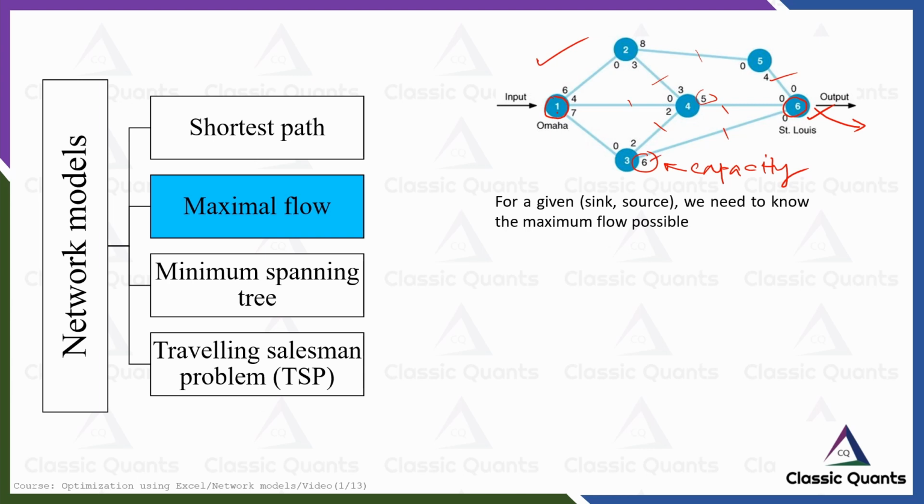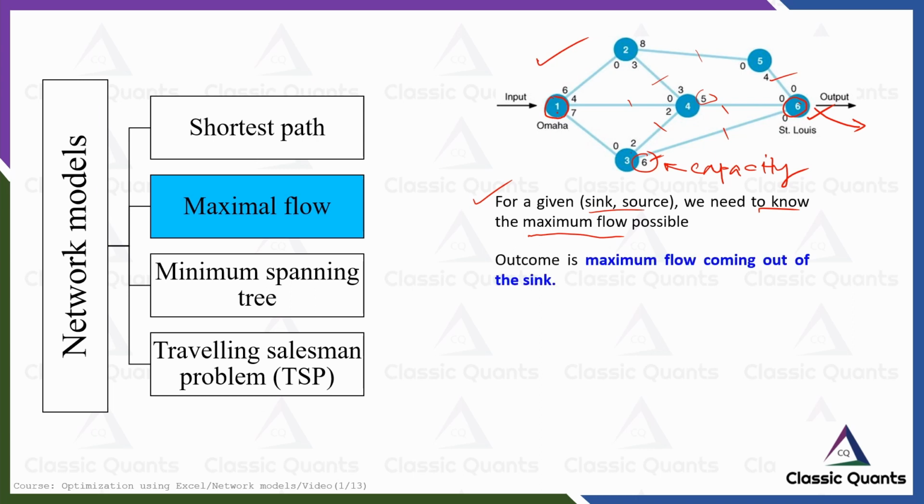So for example, this is 6, that means from 3 to 6 maximum 6 units can flow. So this is the interpretation. So what is the task? The task is, for a given sink and source pair, we need to know the maximum flow possible between these two.